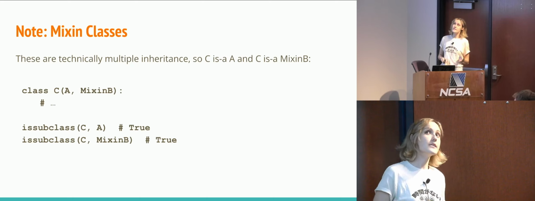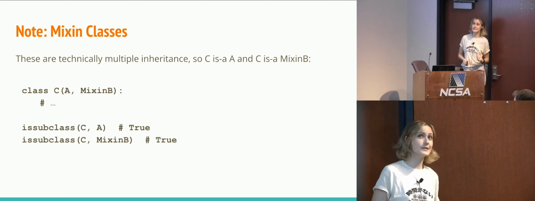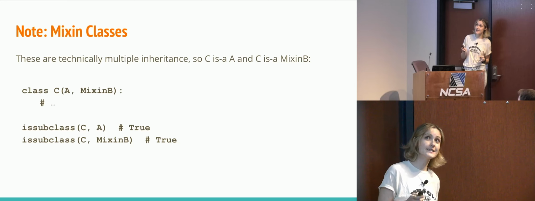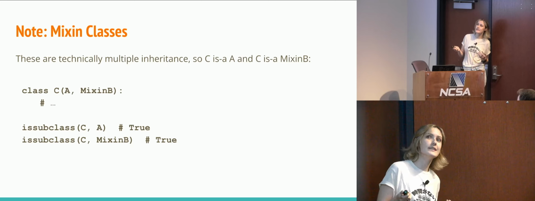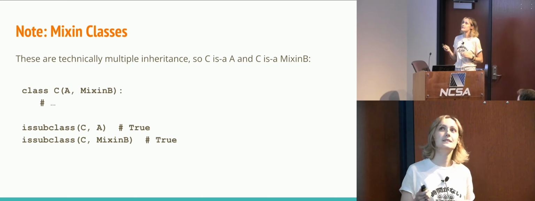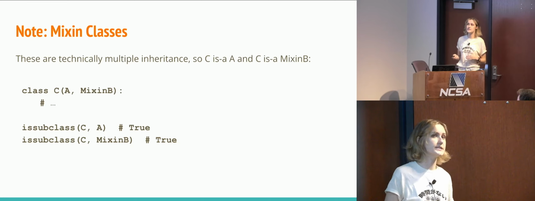And then a quick note on mix-in classes. I'm throwing this in because this is not the most intuitive to me at first glance. These are technically multiple inheritance. So even though mix-in B seems less important than our first class that we're inheriting from, we do have the C is a A and the C is a mix-in B relationship.